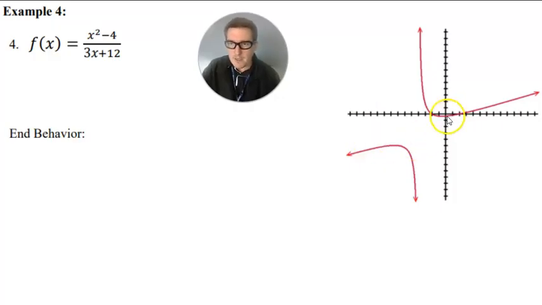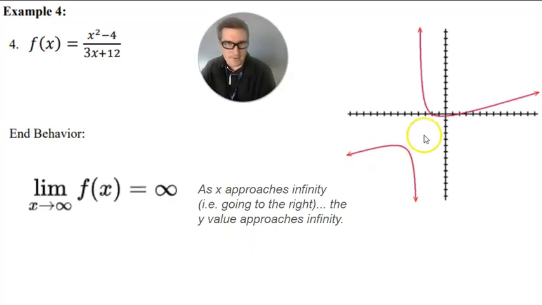I'm noticing that as my graph goes to the right, meaning as my x's get larger and larger, my line is going up at an angle, and it's not hugging anything. It's not hugging a horizontal asymptote. That arrow is going to go up and up and up forever and ever. So my end behavior for the right side of the graph is that as x approaches infinity, so does my y value. As x approaches infinity, meaning it's going to the right, the y value also approaches infinity.